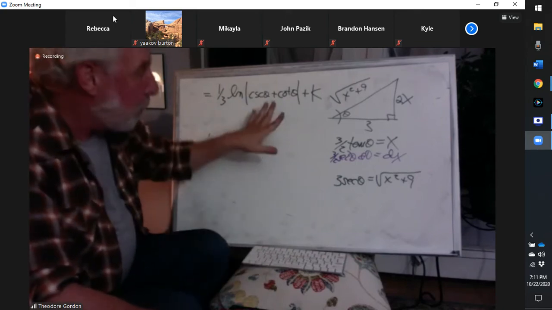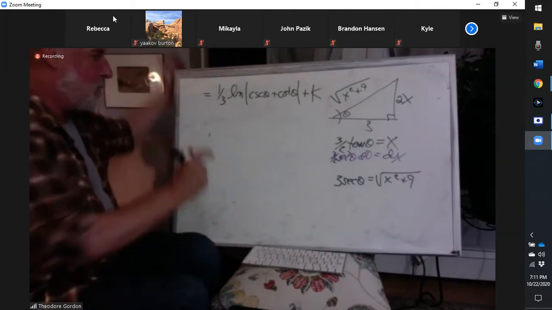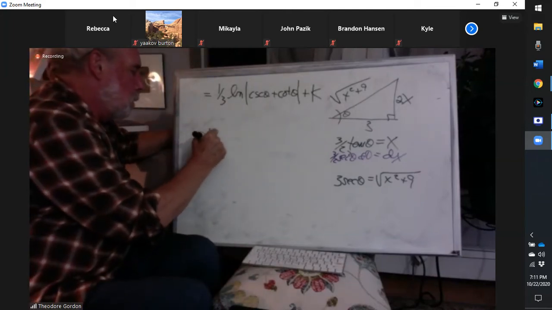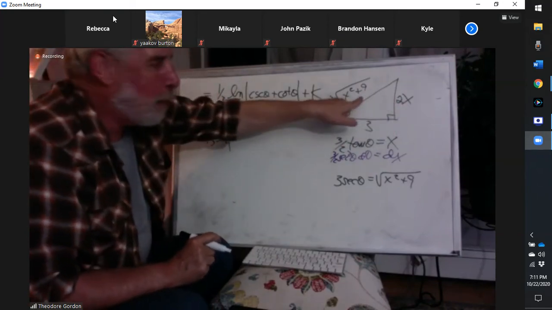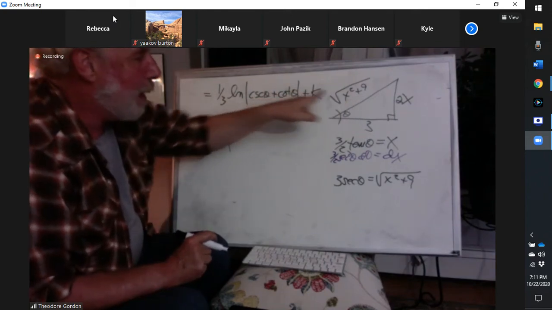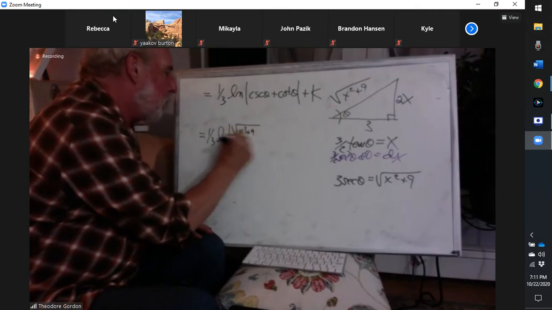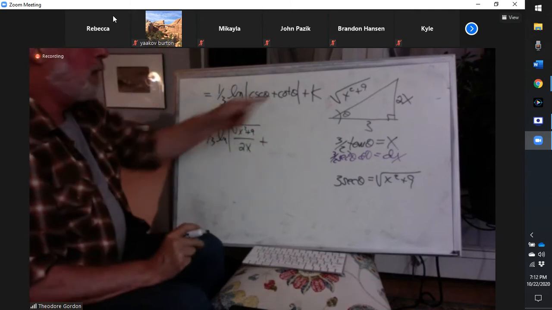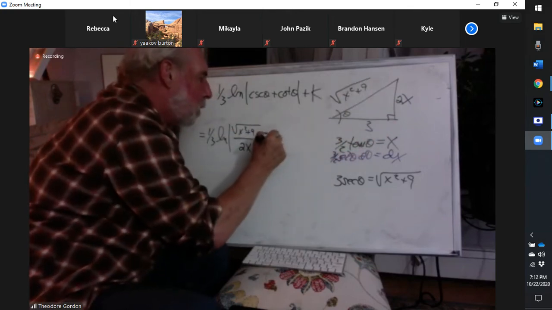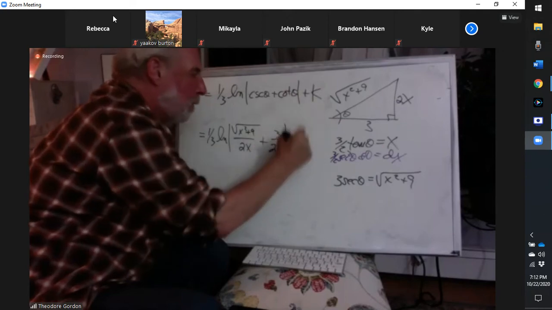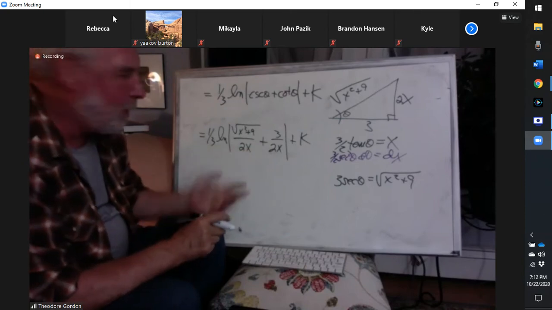And now, this answer is mathematically correct, but we're going to put it back in terms of x's. The sine is opposite over hypotenuse. The cosecant is the upside down sine, hypotenuse over opposite. So we get square root of x squared plus 9 over 2x. Cotangent: tangent is opposite over adjacent, so cotangent is adjacent over opposite, plus the same constant. And that answer is good enough for me. You could write this as one fraction because it's got the same denominator, but this is fine.